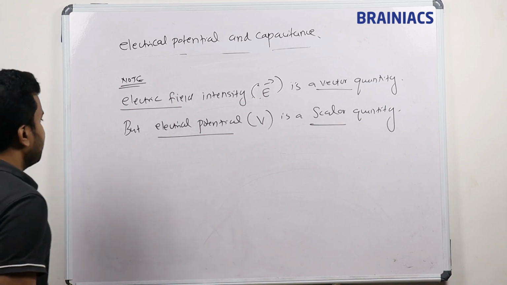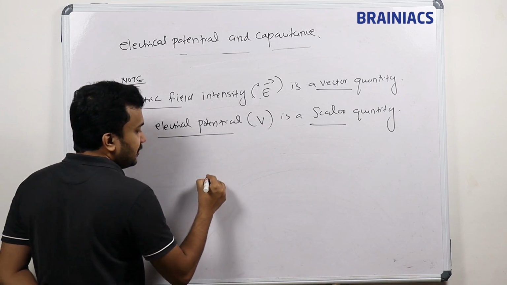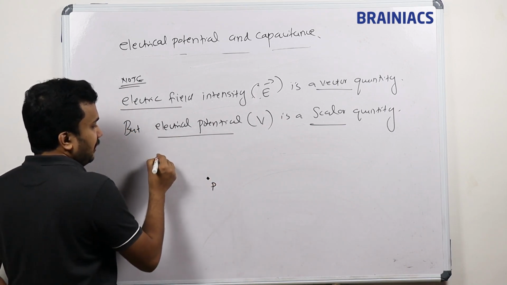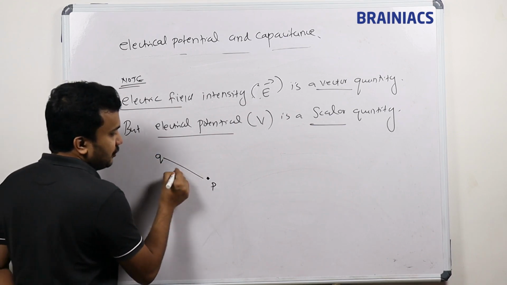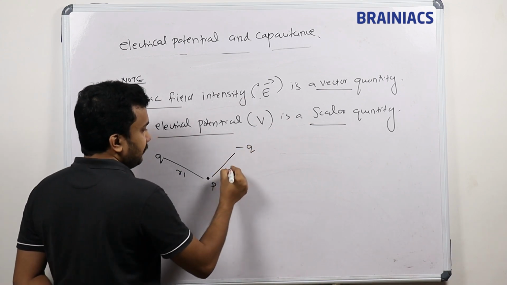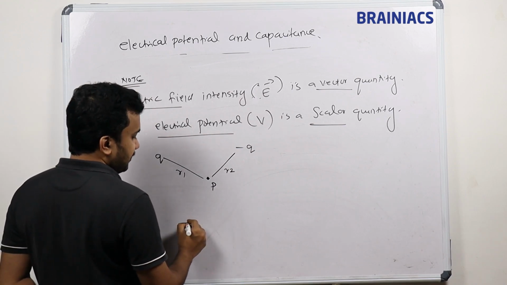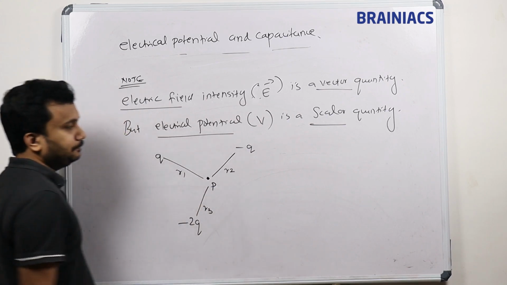Based on this, suppose I want to find out, let me see one example. Suppose here I have a point P. A charge of Q is here at a distance of R1 meter. I have a minus Q here at a distance of R2 meter. I have a minus 2Q charge here at a distance of R3 meter.